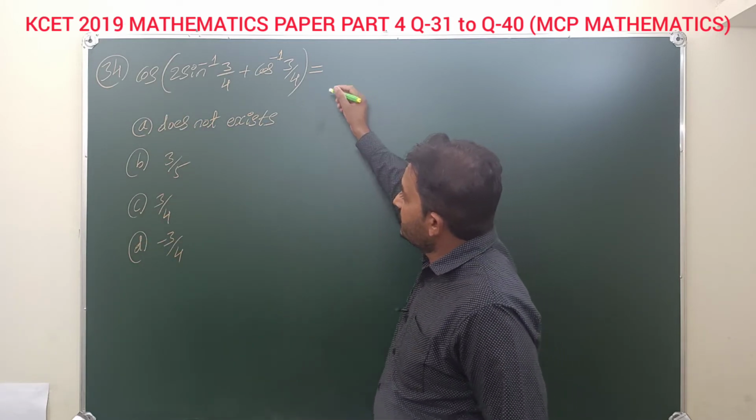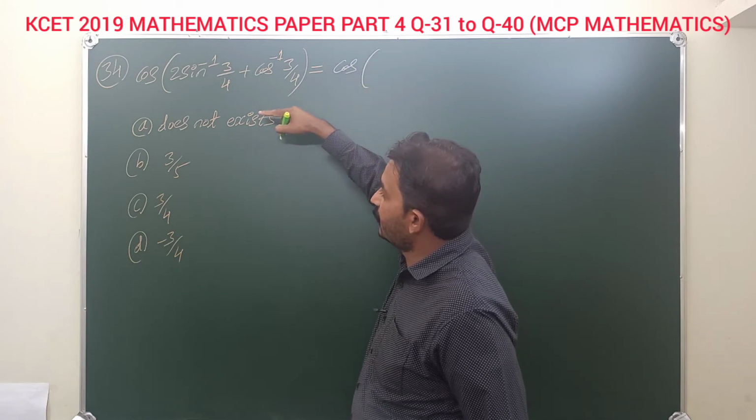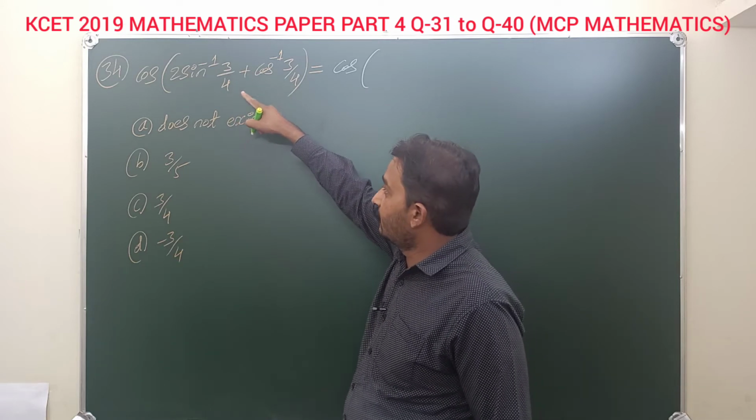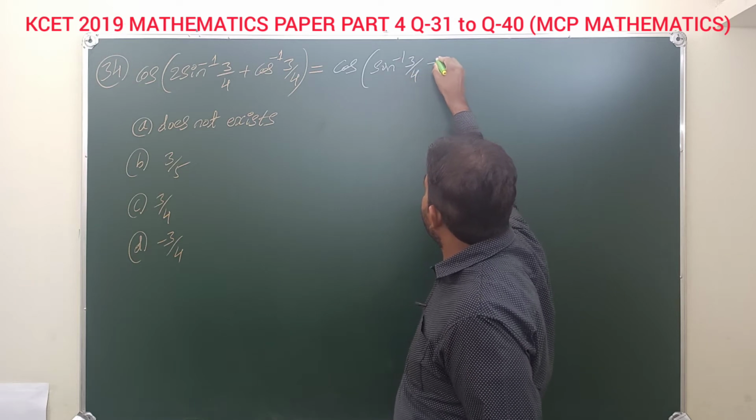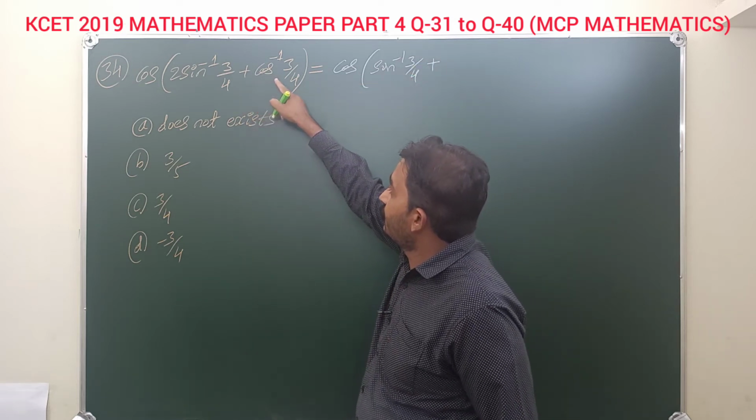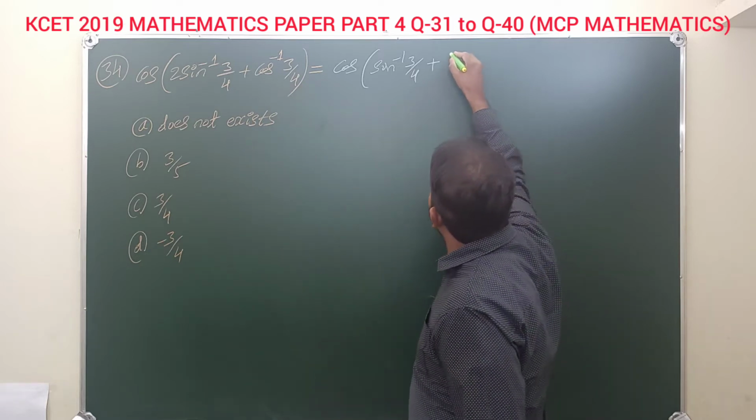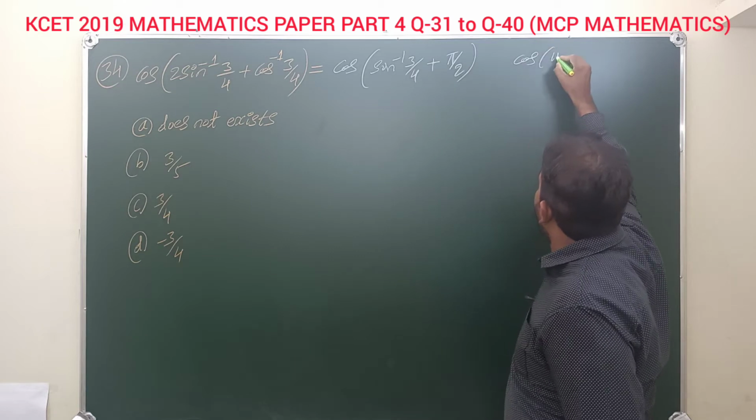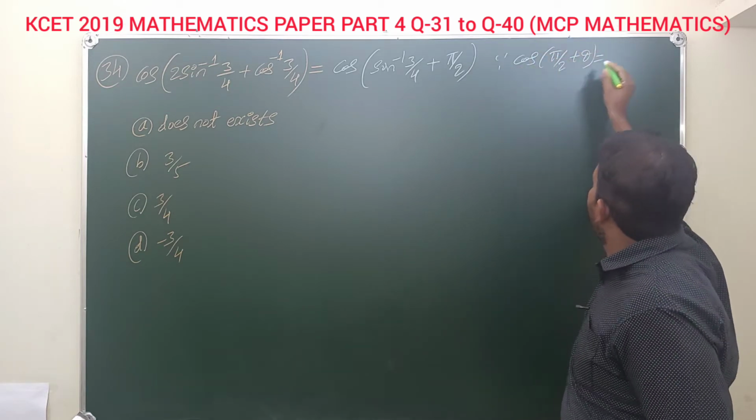So in this case, cos of 2 sin inverse 3/4 can be written as sin inverse of 3/4 plus sin inverse of 3/4. One sin inverse of 3/4 plus another sin inverse of 3/4, merged with the cos inverse of 3/4, we get pi/2 plus pi/2. So now it is in the form of cos(90 + theta). Cos(90 + theta) is equal to what?